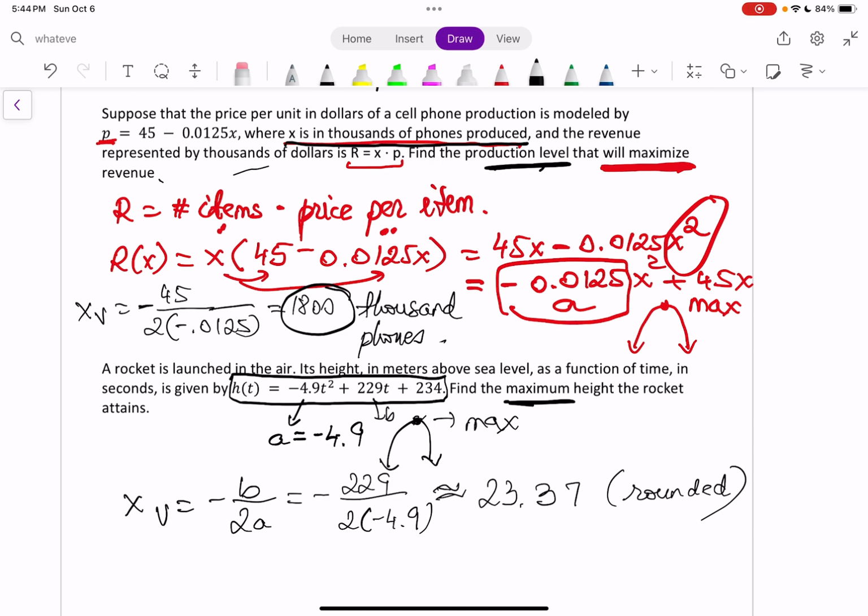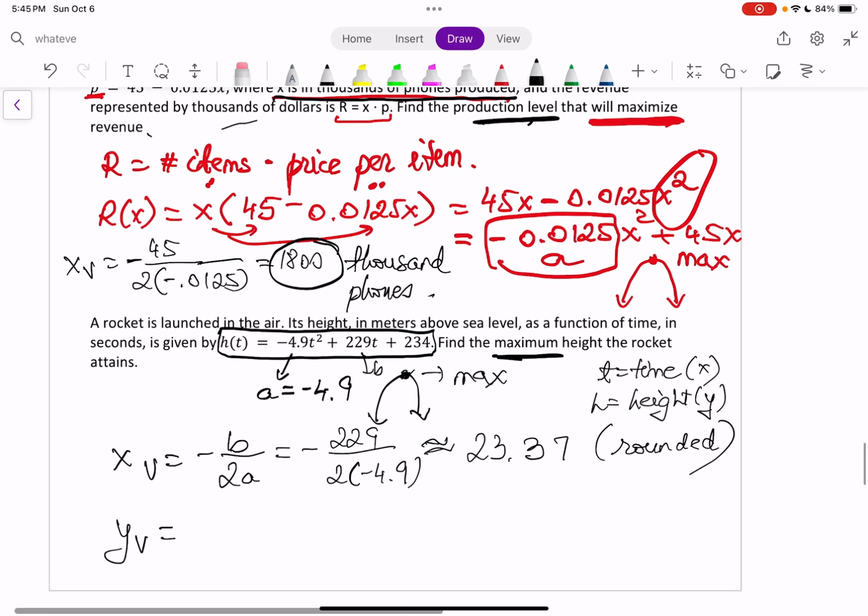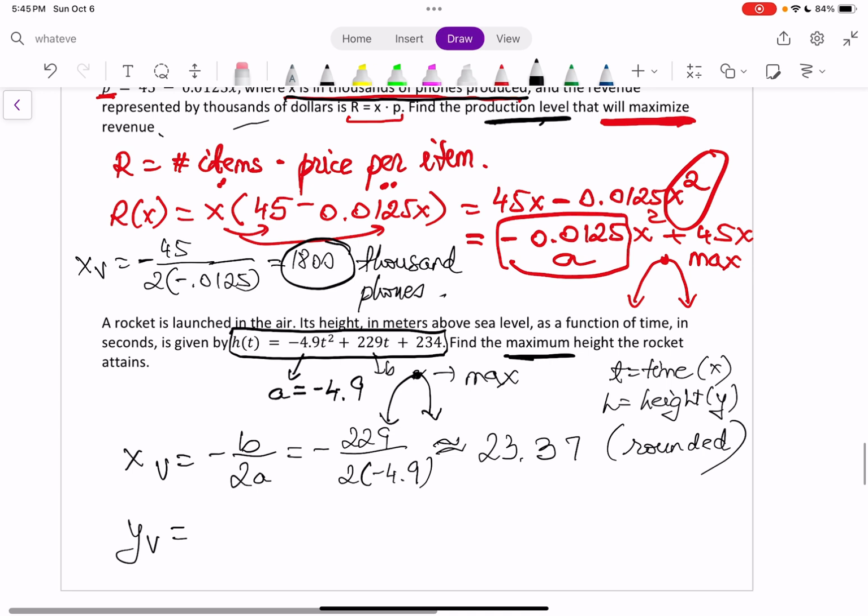Now, we're not asked that again. I didn't even read the story. It says a rocket is launched in the air. Its height in meters above sea level as a function of time. So t is time. So our x value is time. Our y value is height. So the reason why I'm saying this is because am I looking for the x-coordinate of the vertex like the problem before, or am I looking for the y-coordinate of the vertex? So this time we're looking for the y because it says what is that maximum height.